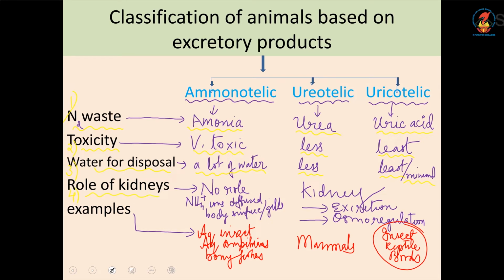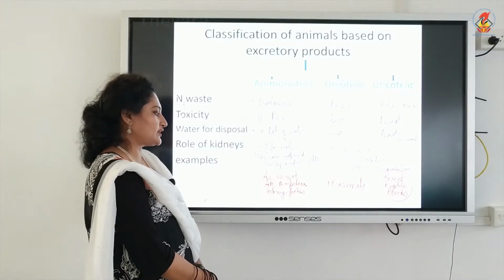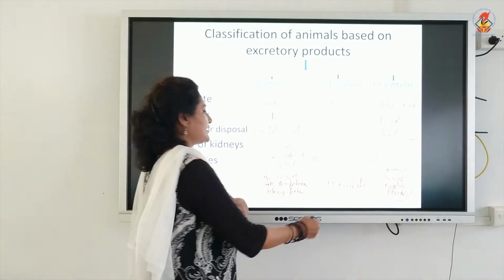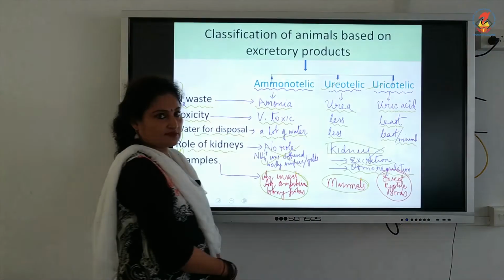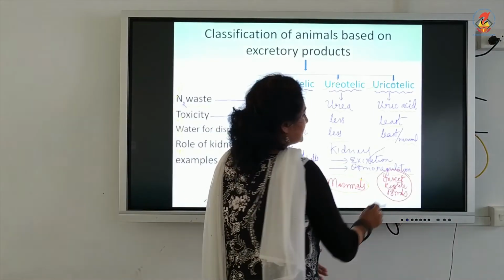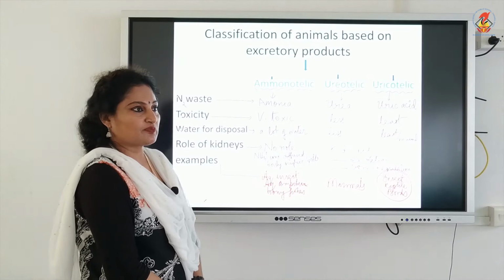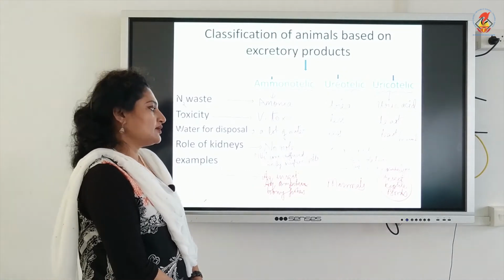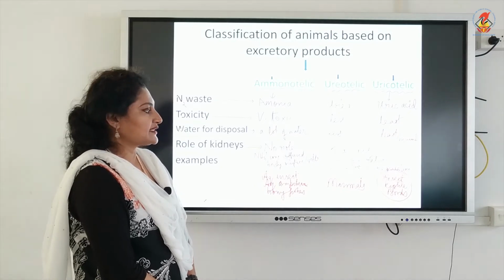Fourth is the role of the kidneys. In ammonotelic animals, kidneys do not play any role in excretion. As and when the ammonia is formed, it is diffused out through the body surface or through the gills. And in ureotelic and uricotelic, kidneys play a very important role in two processes, excretion as well as osmoregulation. And finally, winding up with the examples: for ammonotelic, aquatic insects, aquatic amphibians and fishes, mainly the bony fishes. For ureotelic, the examples are us and mammals, and for uricotelic, insects, reptiles and birds. You can remember the white paste or pellets with birds, lizards, that is, reptiles, and insects.